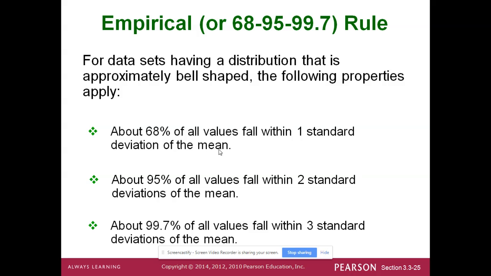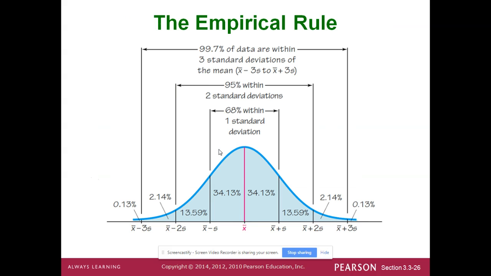Okay? 68% within 1 standard deviation, 95% within 2 standard deviations, 99.7% of the data falls within 3 standard deviations of the mean. 68, 95, 99.7 rule, empirical rule. Okay. I think the next is a nice picture of that. Here's a nice picture of that.